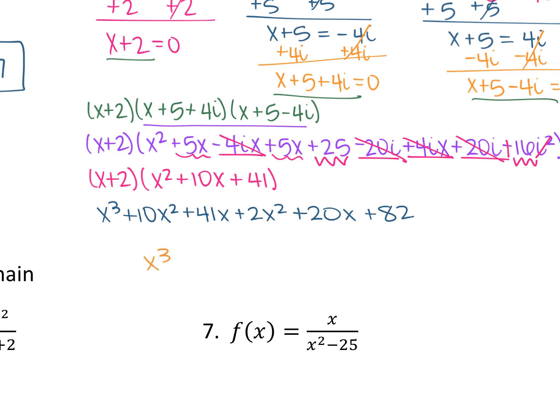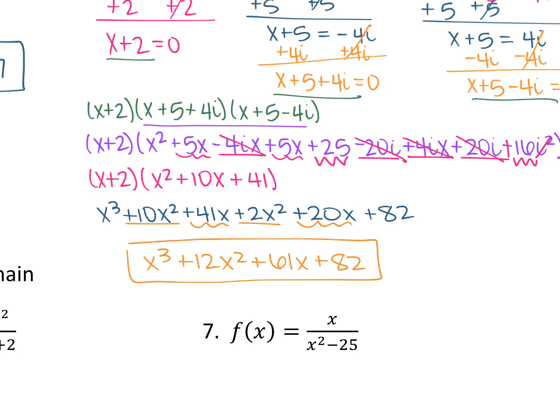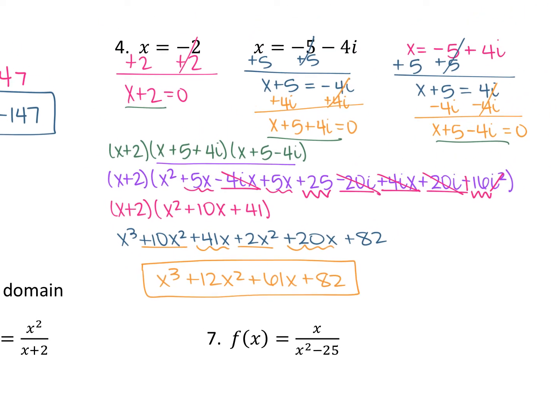You have x cubed, 10x squared plus 2x squared is 12x squared. 41x plus 20x is 61x. And you drop down that 82. All of your like terms are combined, so that is your answer.